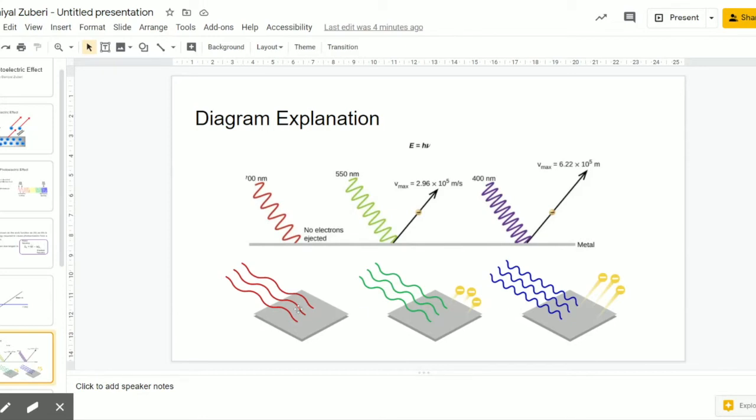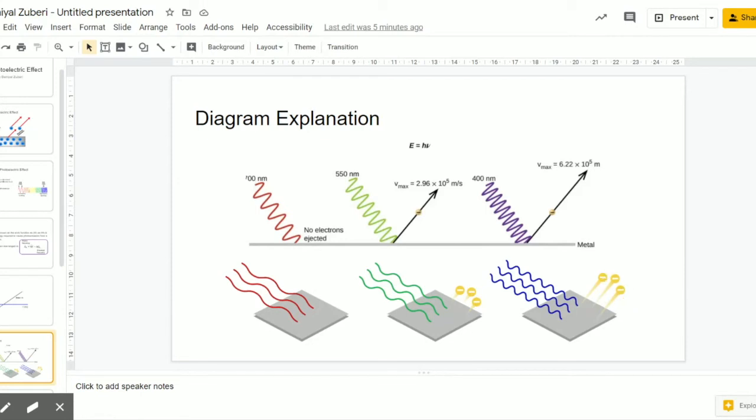The red wave could represent visible light, as it removes no electrons from the surface. The red wave does not have enough energy due to its low frequency and long wavelength. The blue wave could represent UV radiation, as it removes a lot of electrons due to its high frequency and short wavelength. One photon removes one electron. The electron that has been ejected is now called a photoelectron.